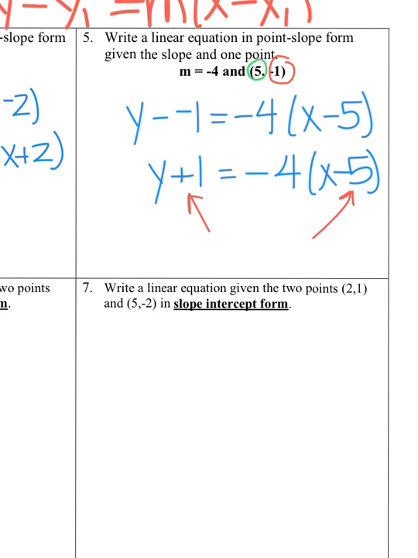That'll always happen. You'll always end up having the opposite sign in the equation because of that minus sign. So if something was positive before, it's going to show up in the equation as a minus, and if something was negative before, it's going to show up in the equation as a plus.